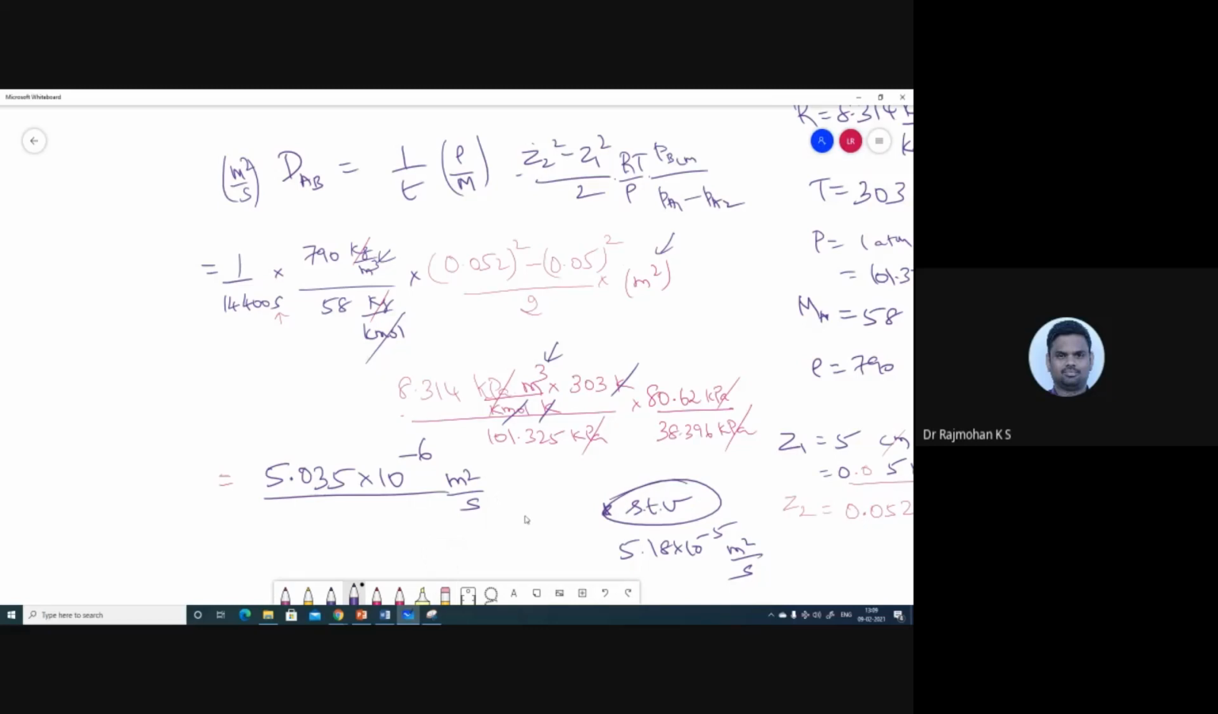So the procedure is this. We make use of the derived formula: DAB equal to 1 by T, rho by M, Z2 square minus Z1 square by 2, RT by P, PB logarithmic mean by PA1 minus PA2. Substituting, you get the answer.